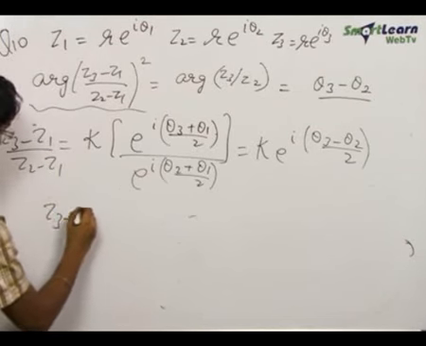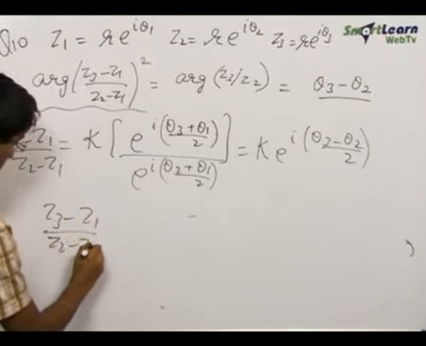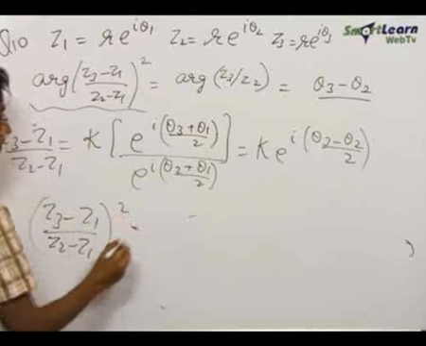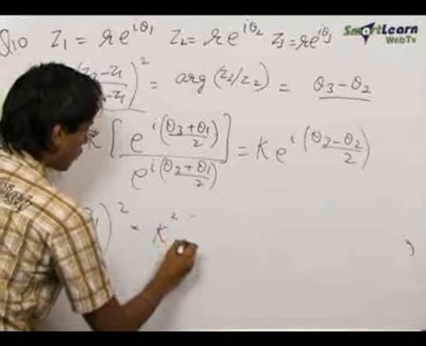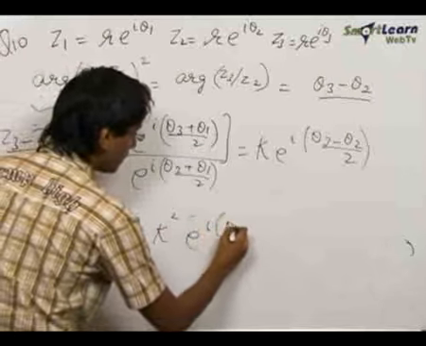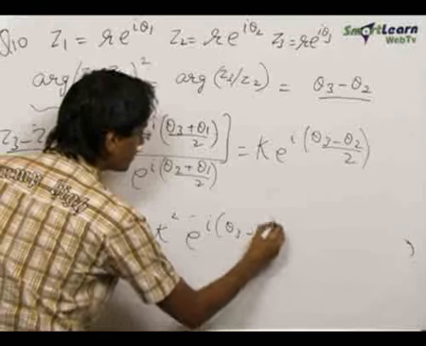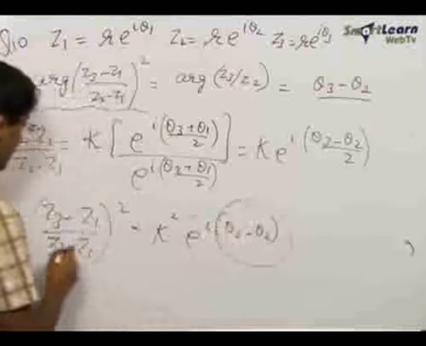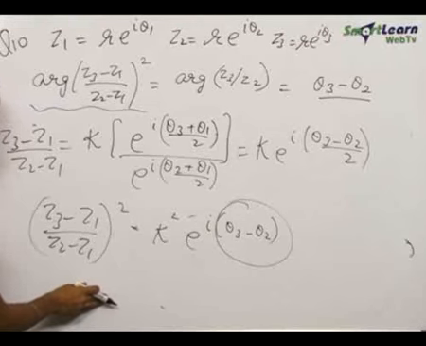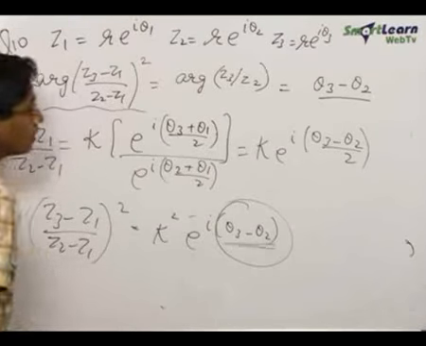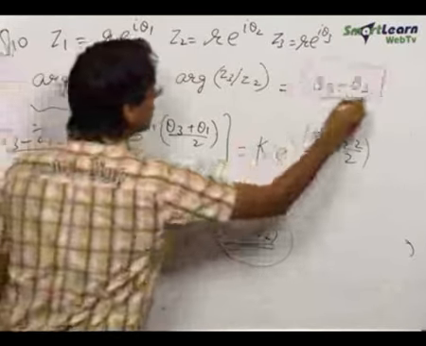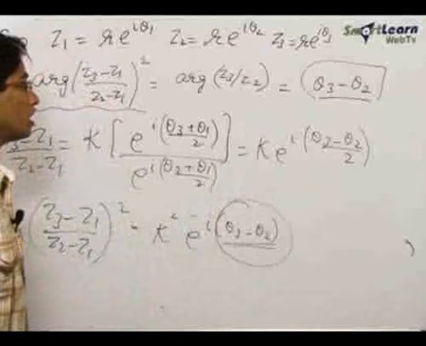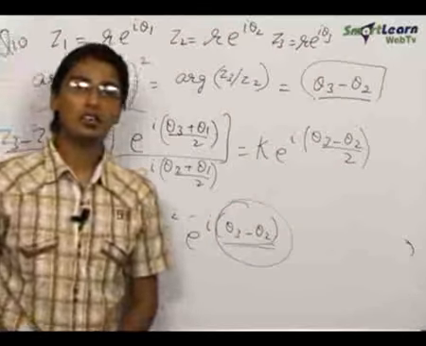On doing the whole square, we get k² e^(i(θ3 − θ2)). Hence the argument of ((z3 − z1)/(z2 − z1))² is equal to θ3 − θ2, which is equal to the argument of z3/z2, which is also equal to θ3 − θ2. Hence the result has been proved.